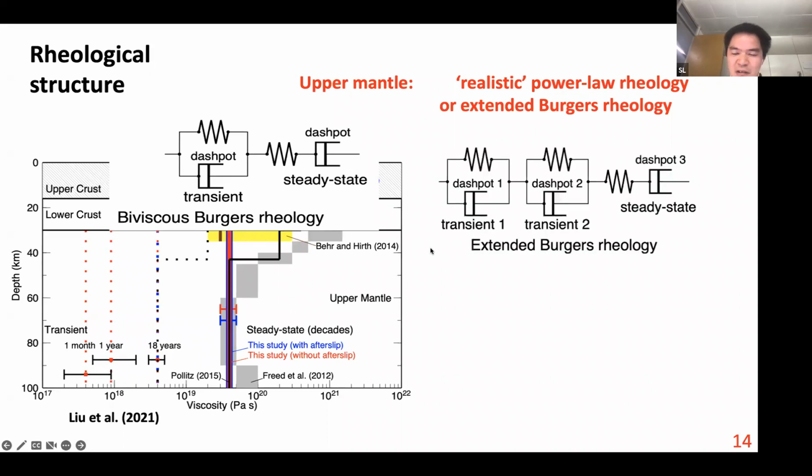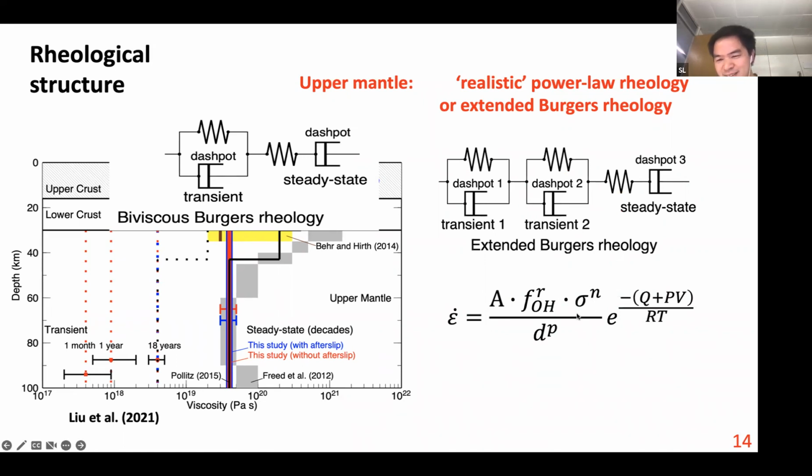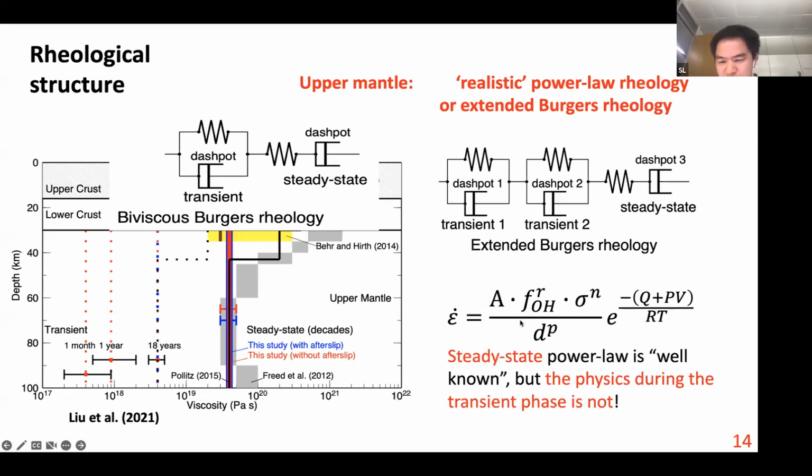So that means we need to consider using extended Burgers rheology, which has at least 2 transient viscosities. You see this figure. Or we need to consider using realistic power law rheology. The strain rate is a function of stress to a power n. Unfortunately, right now, the steady state power law is well known, but we don't know too much about the transient creep for the power law.